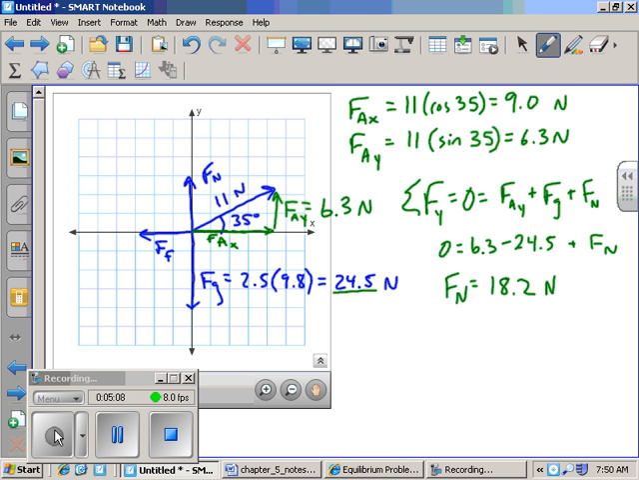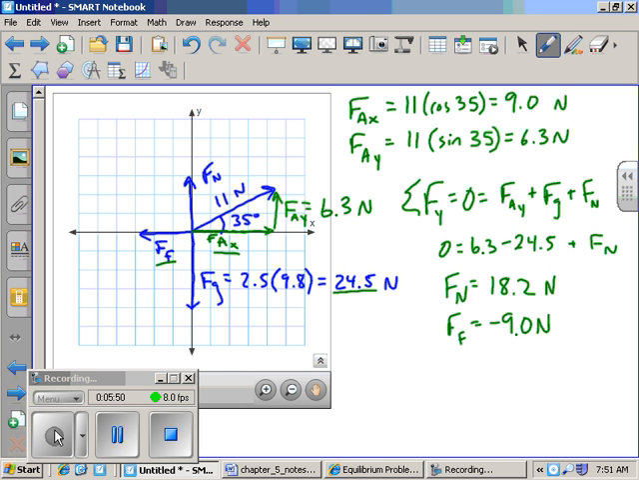Now, if we also visually inspect our force diagram, we see we only have two forces in the x direction. We have Fax, and we have the force of friction. And since this is in equilibrium again, those two forces need to be balanced out. So then the force of friction is going to have to directly equal but be the opposite of the applied force's x component. And then we have all the forces calculated. We have the applied force, 11 newtons, the weight, 24.5 newtons, the normal force, 18.2 newtons, and the force of friction, 9.0 newtons.